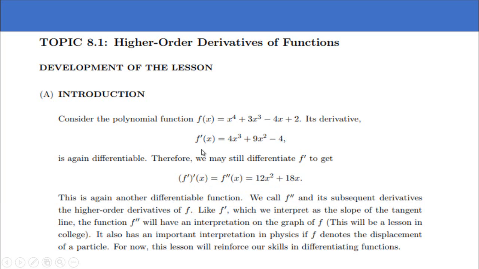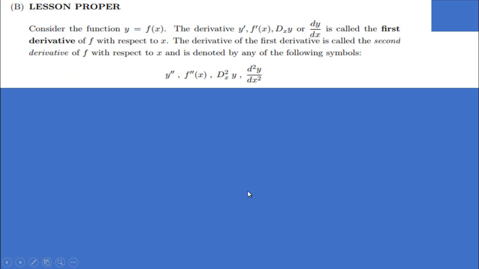And if f prime is the trend or the pattern of the slope, then the second derivative will also identify if that is increasing or decreasing yung ating curve.